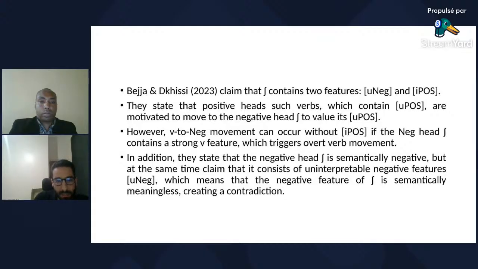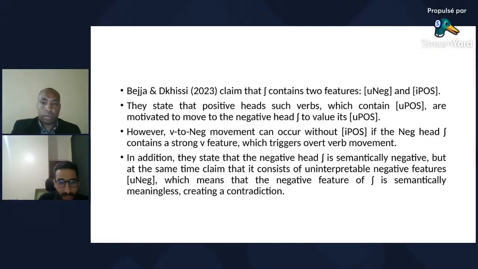They also claim that sh contains two features: an unvalued neg and a valued, or interpretable, positive feature. They state that positive heads such as a verb, which contains unvalued positive features, are motivated to move to the neg head to value it, where it is an interpretable positive feature. However, V-to-neg movement can occur without this interpretable positive head if the neg head contains only a strong V feature. Only a strong V feature triggers an overt verb movement.